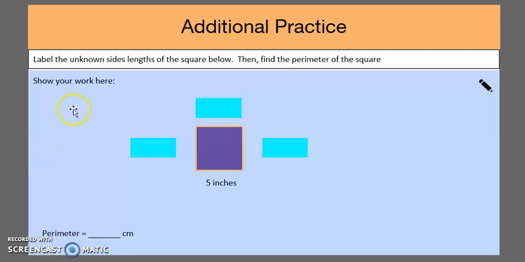Okay, so here, label the unknown side lengths of the square below, then find the perimeter of the square. So here we're only given one side, so I want you to pause the video, think about what the missing lengths are, and find the perimeter. Moving on.